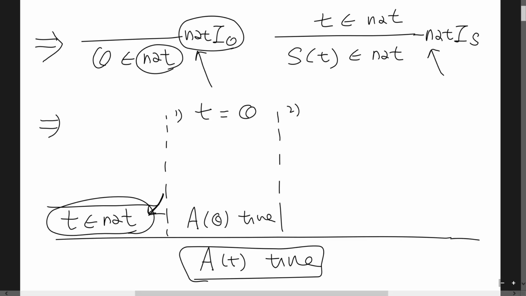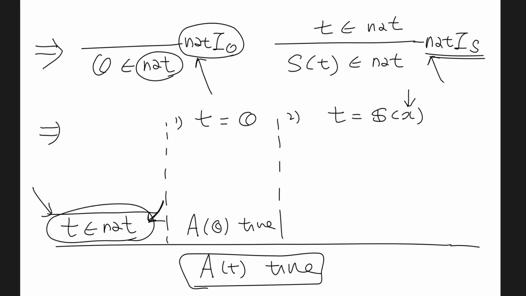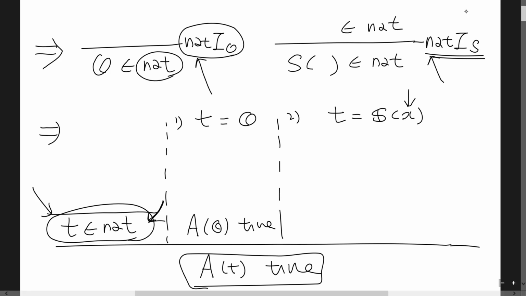And in the second case, the last inference rule that was applied to the derivation tree of this judgment is this introduction rule. So we can imagine that t is actually successor of something, and we don't know what this something is. So let's rewrite this as x. So we have something like this, where successor x is equal to term t. Now the goal is we have to show that A of successor x is true.